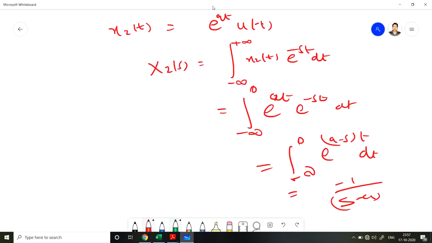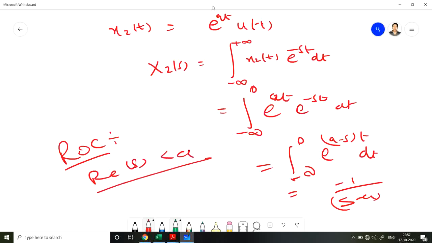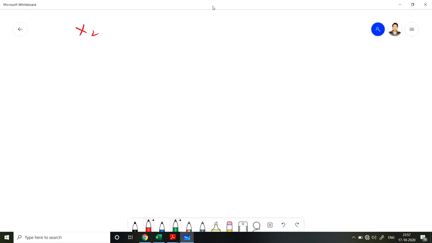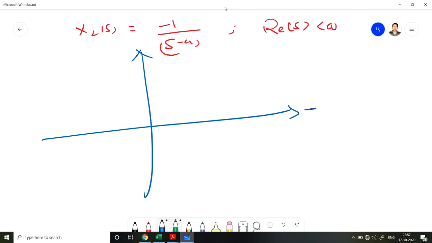and the ROC is real part of s less than a. Please check this. Again, for X2(s), which is minus 1 divided by s minus a, the ROC we are getting is real part of s less than a. Now we can plot this. This is sigma, this is j omega.